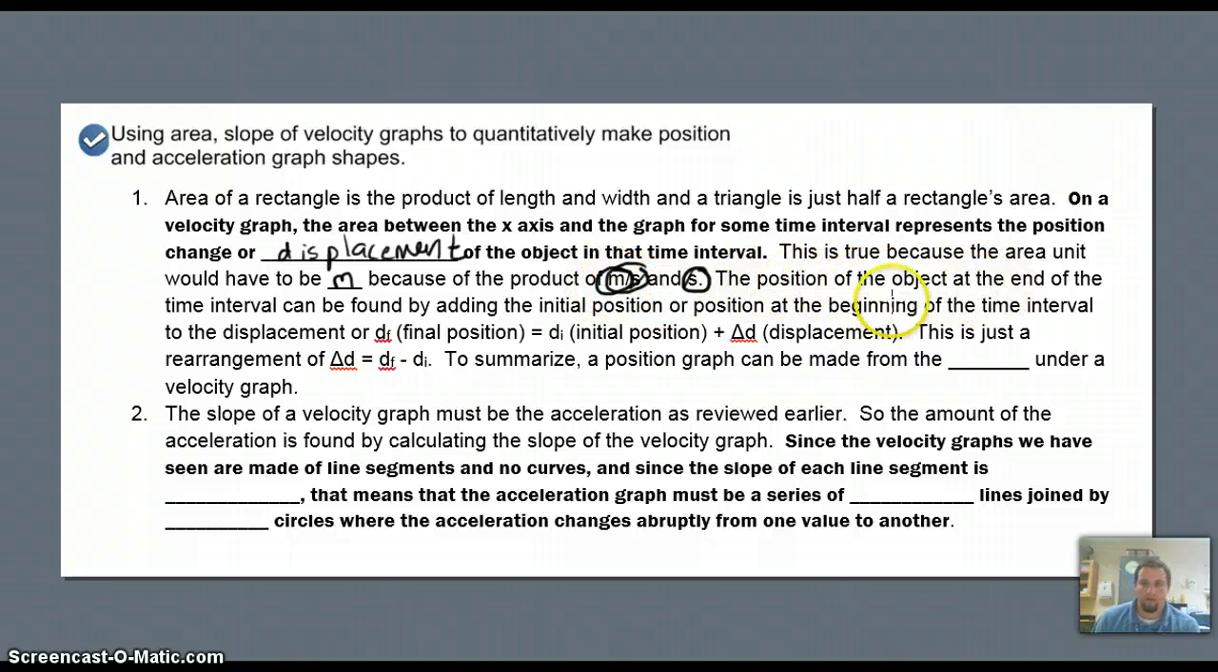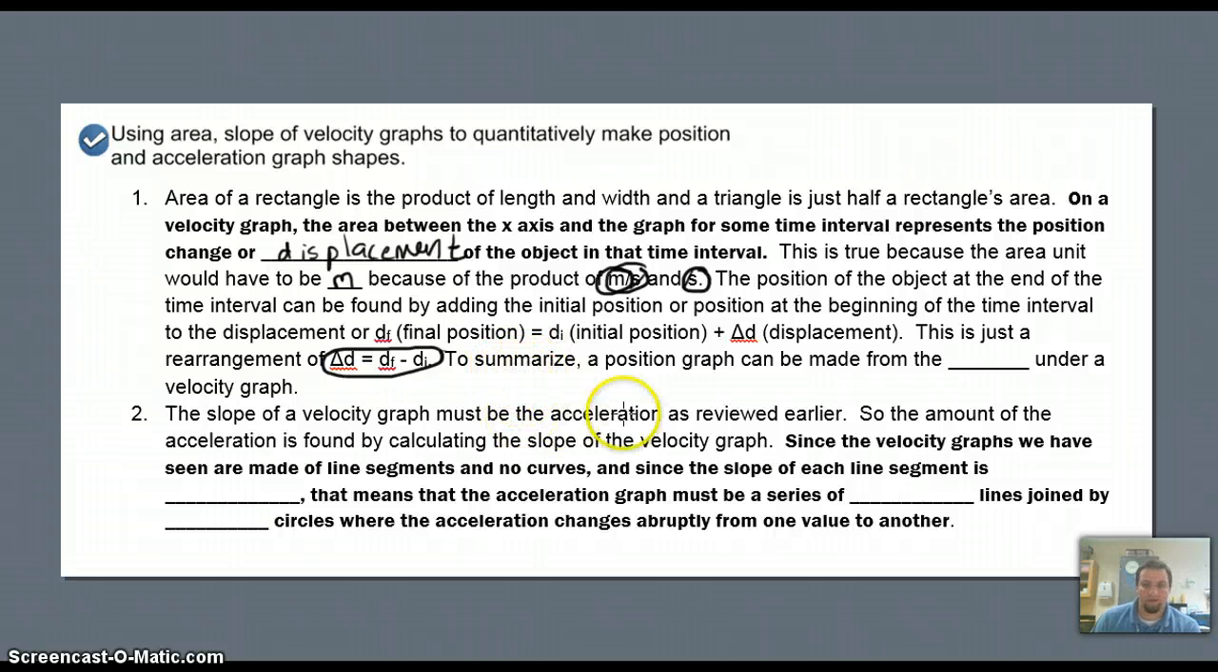So the position of the object at the end of the time interval can be found by adding the initial position, or position at the beginning of the time interval, to the displacement. Okay, so final position is equal to your initial position plus your displacement. That should make sense. This is just the displacement equation rearranged, solving for final position. So basically, you find a displacement by finding the area under the curve, and then you add that to your previous position, and that will give you the final position of where you're currently at.